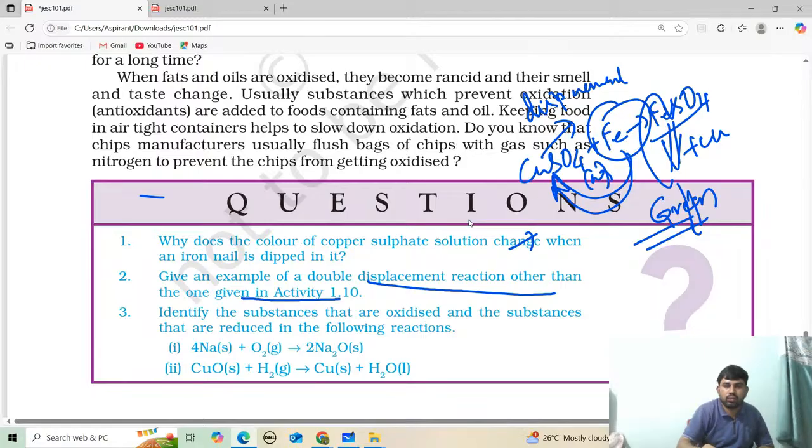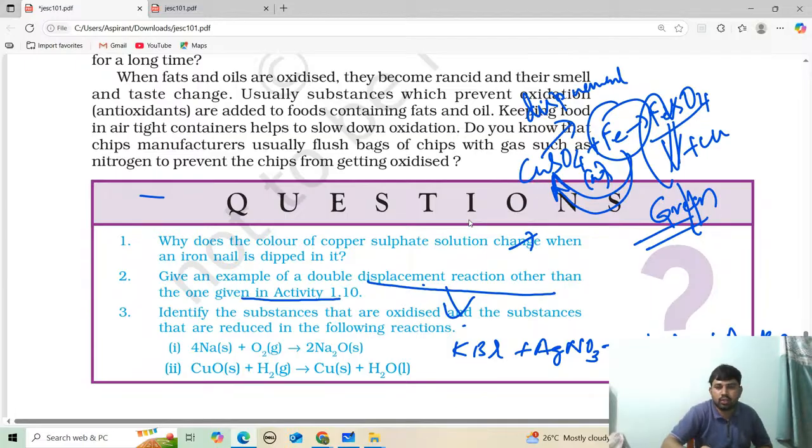Okay, now see next: give an example of a double displacement reaction other than the given activity 1.10. Can you write KBr plus AgNO3 gives rise to KNO3 plus AgBr? See here, positive, negative, positive, negative, again positive, and the positive ions exchange. In the place of Ag we got potassium, in the place of potassium we got Ag. This is also a double displacement reaction.